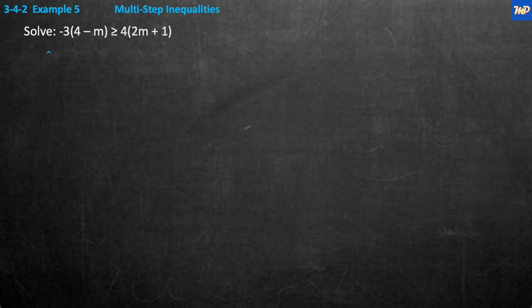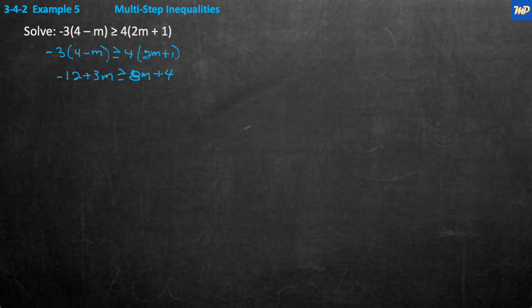Minus 3 times 4 minus m is greater than or equal to 4 times 2m plus 1. So we have two distributive properties to resolve here. Minus 3 times 4 is minus 12. And it's minus times a minus, plus 3m is greater than or equal to 4 times, should be 8m plus 4. Okay, so now we've eliminated the distributive properties, right?